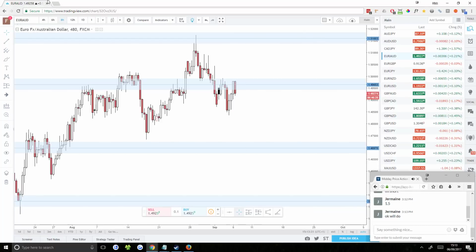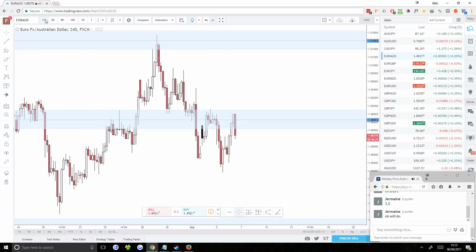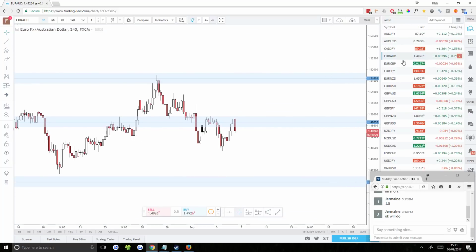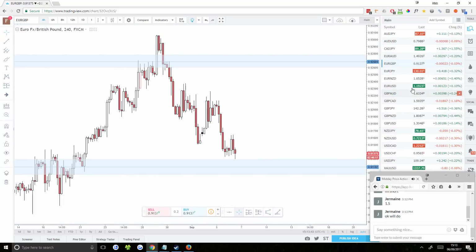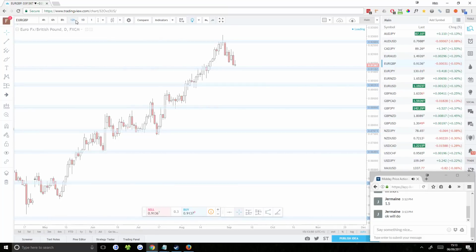Alrighty, Euro AUD. Nice little continuation reversal there. But there wasn't really much of a chance to enter it. Yeah, but it's not doing anything right now, so we can't really trade that. So what's going on with EURGBP? EURGBP seems to be heading down into this strong support area.